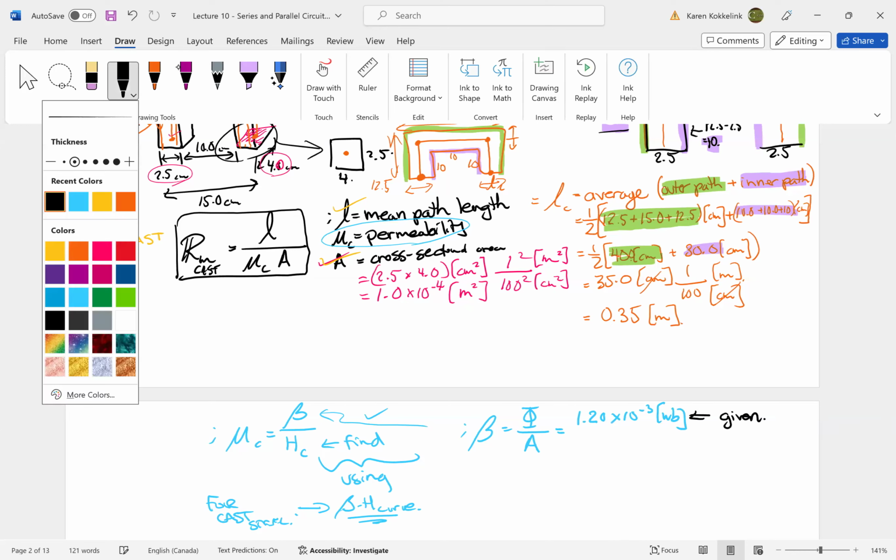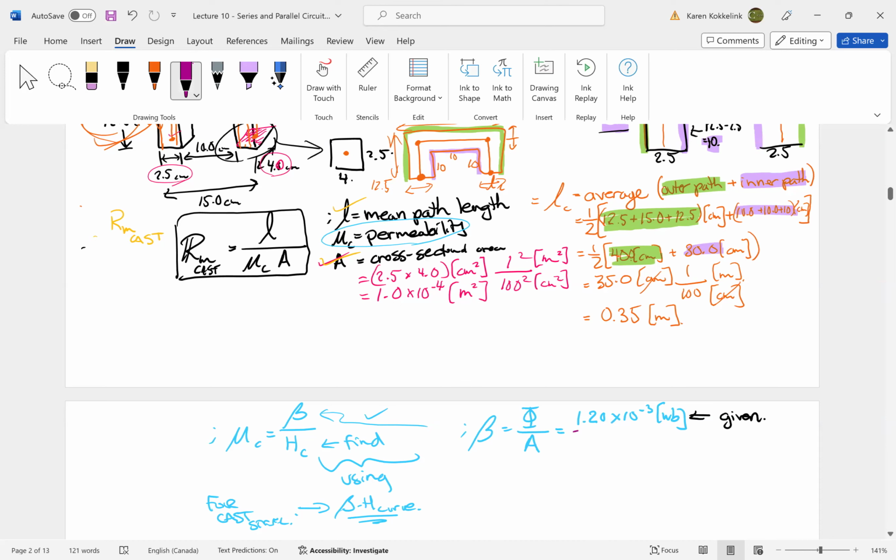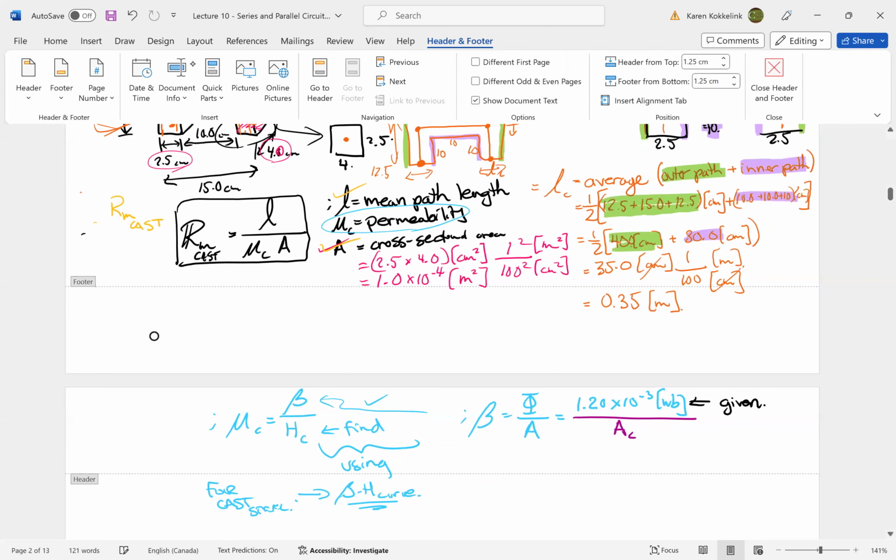Cross-sectional area, well, we've just been messing around with our geometry. We know what the cross-sectional area is. We better choose the correct cross-sectional area, though. So if we're talking about beta, that means the number of flux lines in a cross-sectional area. If I were to look at what that actually means, it looks like this.